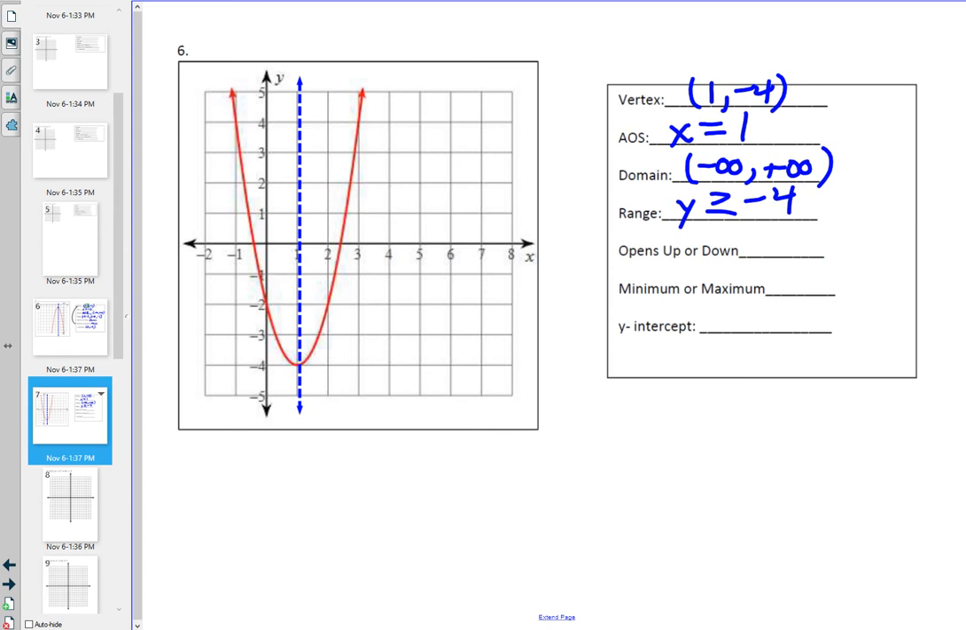Does the parabola open up or down? This one's going up, therefore is the vertex a max or a min? It's a min, it's at the bottom of the map. And then Kiara, where's the y-intercept at?